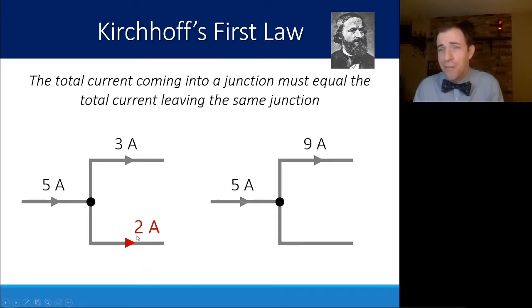We could also predict the other direction as well. If we said that there's 5 amps going in and here 9 amps going out, this 9 amps is bigger than what we had coming in, so we know that there needs to be more current flowing into the junction, exactly 4 amps here. So basically just saying the current in is equal to the current out.